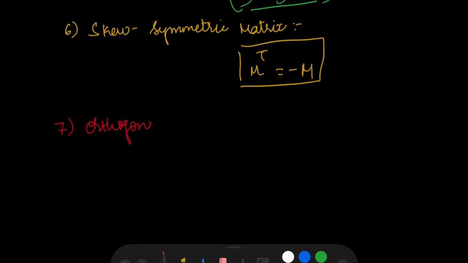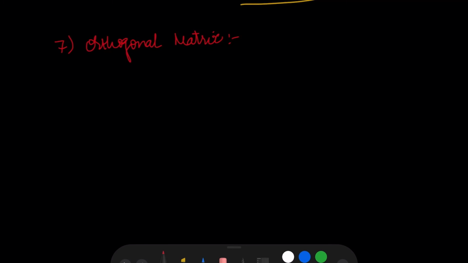The seventh one, orthogonal matrix. Okay, this is an important one. So an orthogonal matrix is a matrix where the transpose of the matrix M is equal to the inverse of the matrix, then those types of matrices are called orthogonal matrices. So if there is a matrix M, and you find the transpose of this original matrix, and the resultant matrix is equal to the inverse of that matrix, then this type of matrix is called an orthogonal matrix.